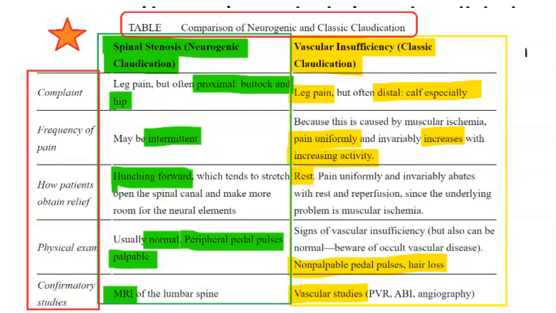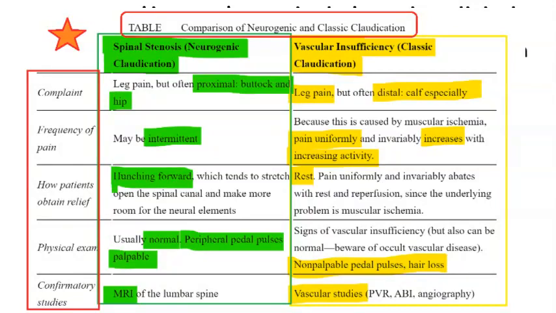In vascular insufficiency, classic claudication, patient complains of leg pain, but the pain usually starts from distal at the calf region especially and upwards. Because this is caused by muscular ischemia, pain uniformly and invariably increases with increasing activity. Patient obtains relief with rest. This will abate with rest and reperfusion since the underlying problem is muscular ischemia.